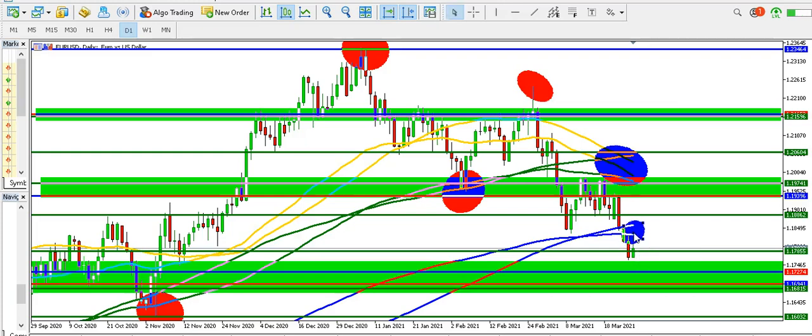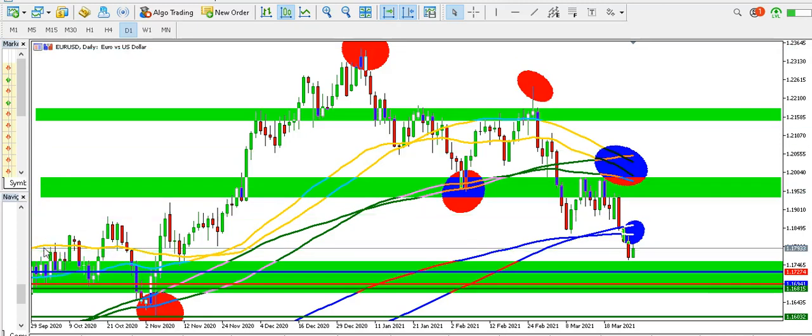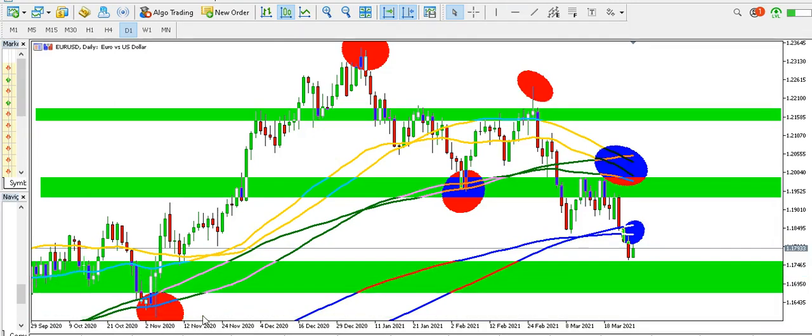Then let me remove the horizontal lines. Done with the horizontal lines, so that the chart can be a little bit neat. I think I missed something there, but I think it's okay. Okay, I've removed the horizontal lines.